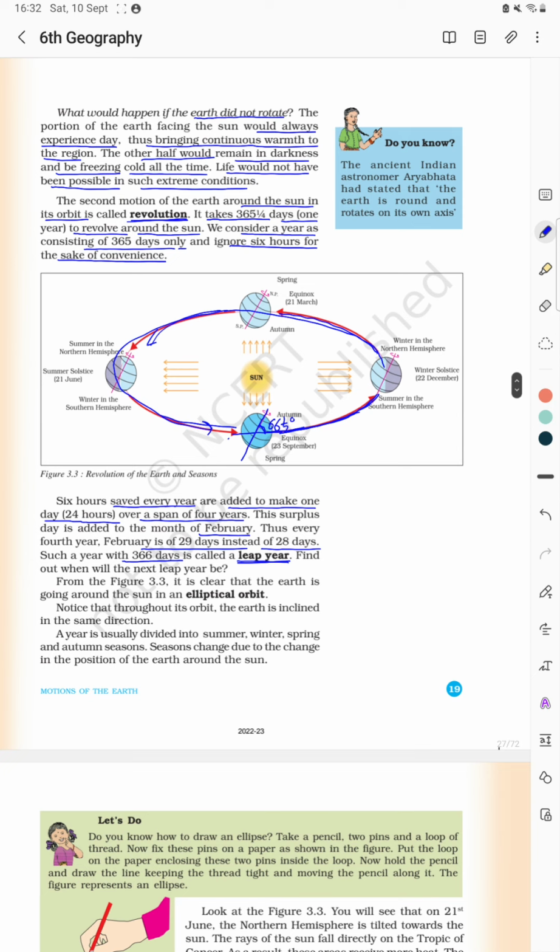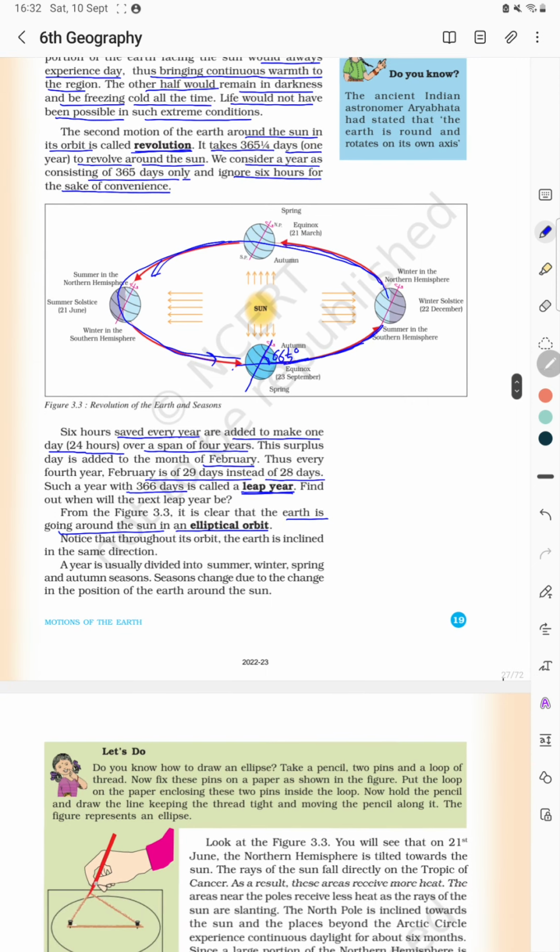So from this figure 3.3 we can clearly see the earth is going around the sun in an elliptical path. So this path is not circular, it is elliptical. Okay, so throughout its orbit, the earth is inclined in the same direction. See here, if we assume the position of earth is here, earth is inclined like this. Here also earth is inclined like this. From this angle 66, this angle is also 66. So this again same angle, this again same angle. So earth is inclined in the same direction.